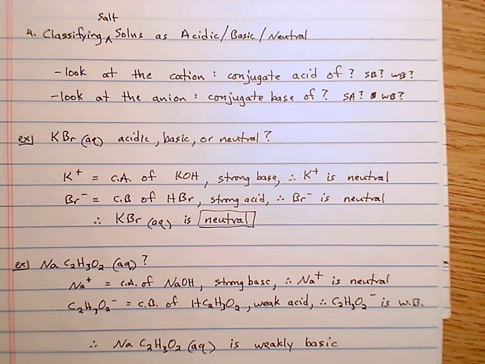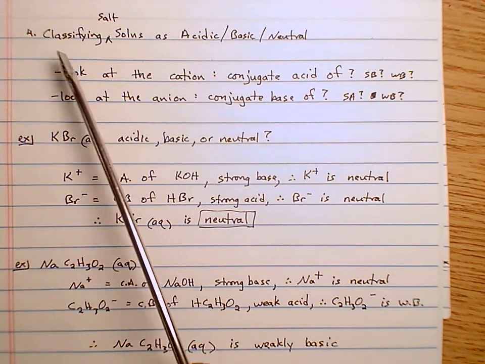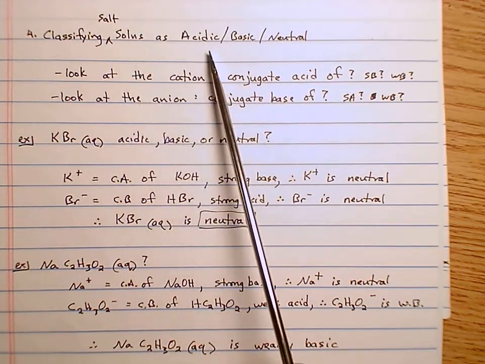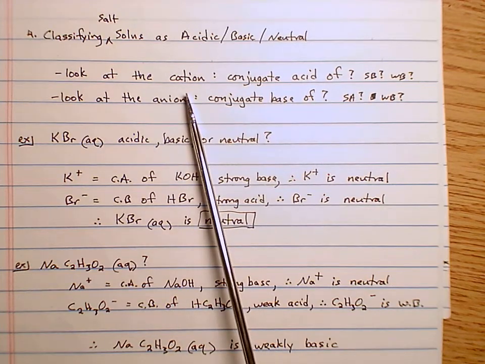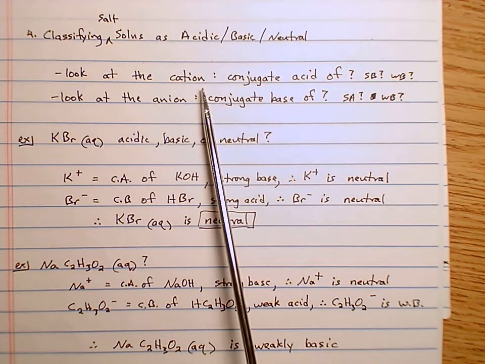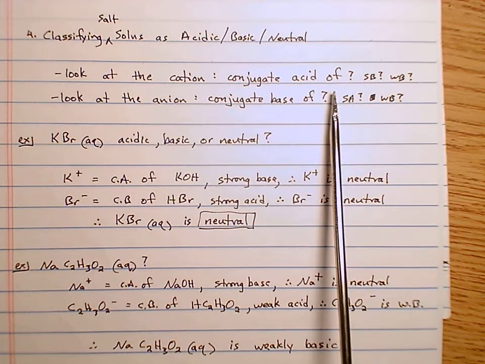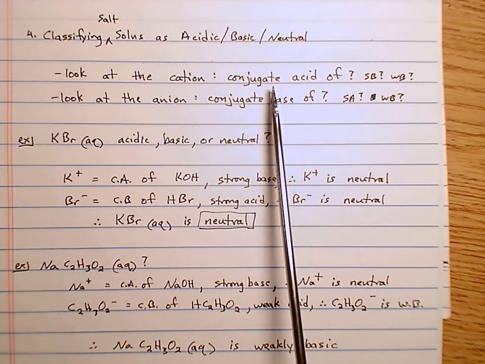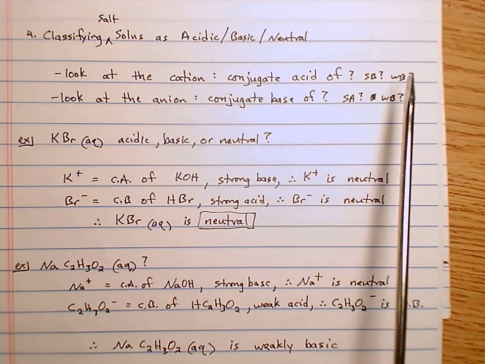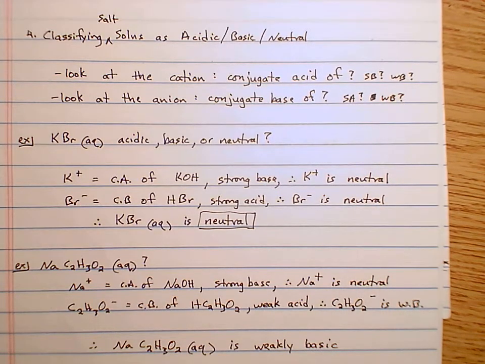All right, now let's go through explicitly classifying salt solutions as acidic, basic, or neutral. Recall a salt solution is just any ionic compound, a cation and an anion. So the first thing we're going to do is look at the cation and ask ourselves, okay, this cation, it's the conjugate acid of something. What is it the conjugate acid of? Is it the conjugate acid of a strong base or a weak base?